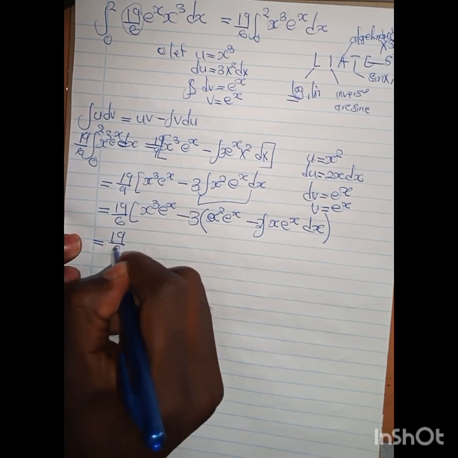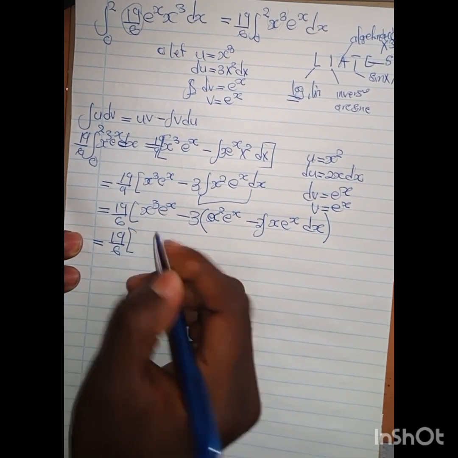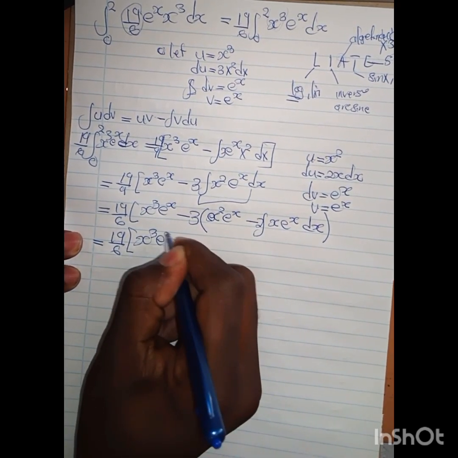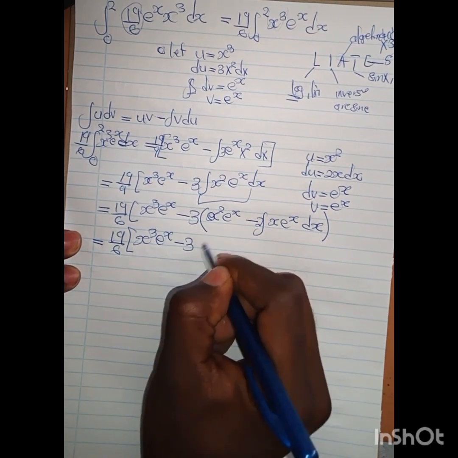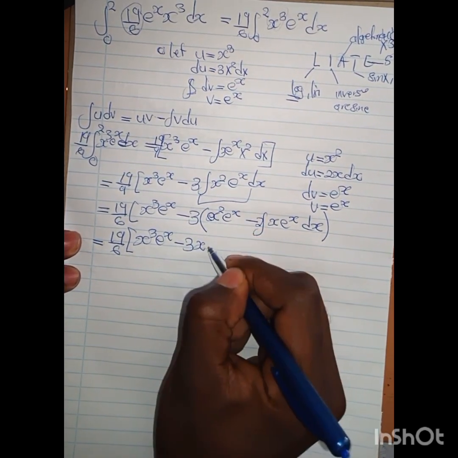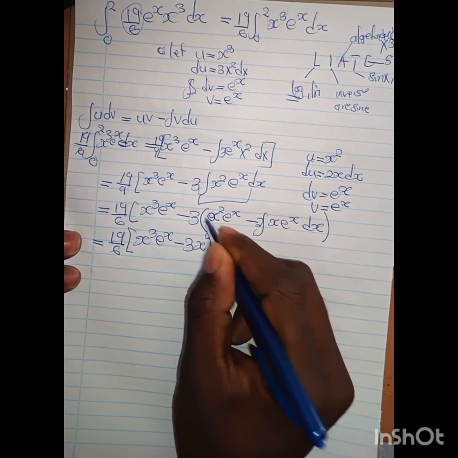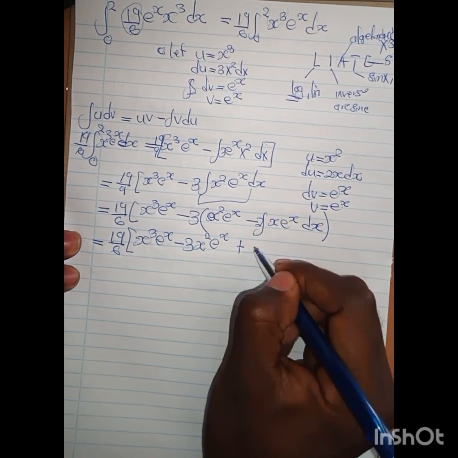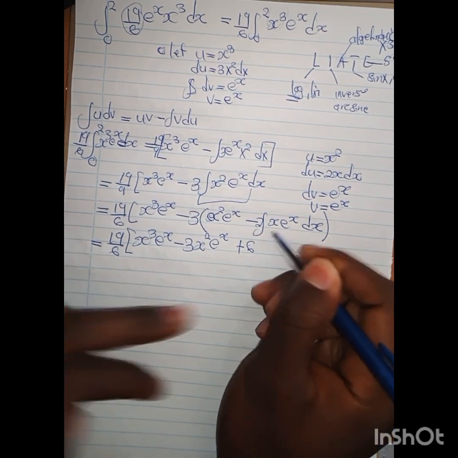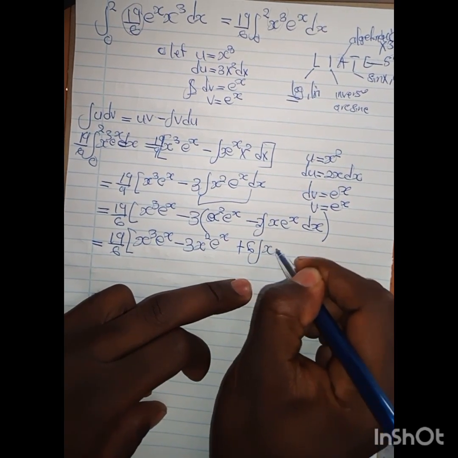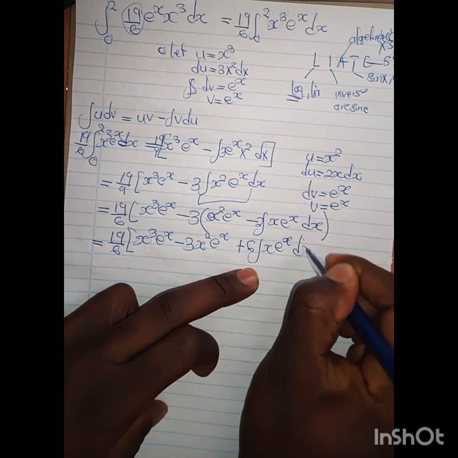And then when we check again, we can multiply this negative 3 inside here. Then we have 19 over 6 x cube e to the x minus 3. We'll multiply 3 inside, we'll get 3x squared e to the x plus negative 3 multiplied by negative 2. This will become positive 6, the integral of x e to the x dx.